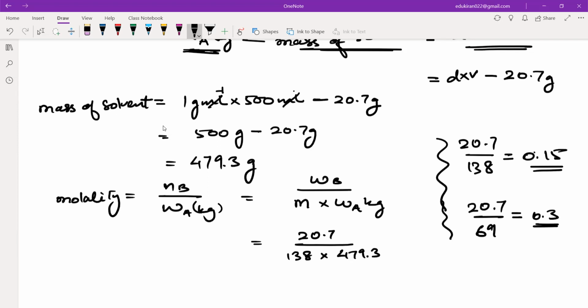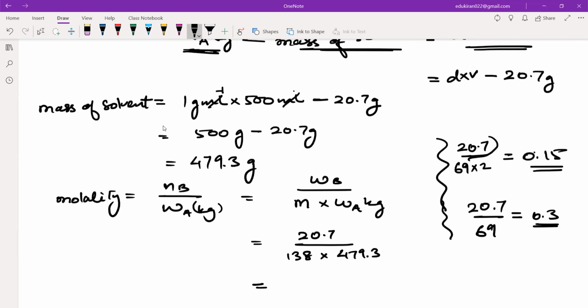How? 0.15, yes or no? Tell me. We are halving it. You're halving it. So this is exactly 20.7 divided by 69 into 2. So its value is 0.3, and if we halve it, then it will be 0.15.